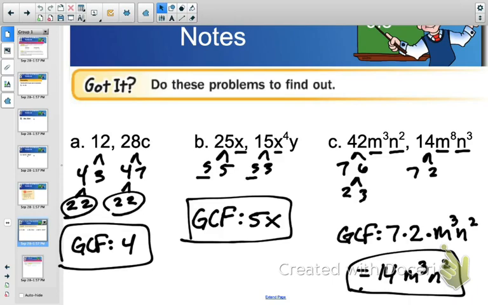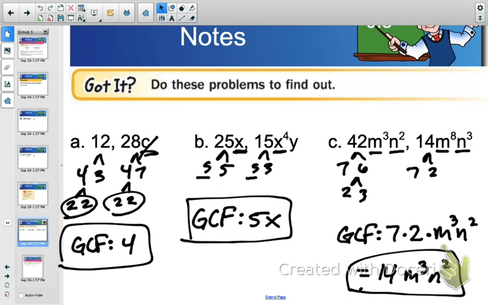Okay, so for the first one, only one of them has a variable, C, so the GCF is not going to include that variable. So the GCF is just 4, because 4 goes into 12 and 28. On the second one, they do have an x in common, but just one x, because this one has 1 and this one has 4, so they have 1 in common. So 25 and 15, 5 goes into both of those, so 5x is our GCF.